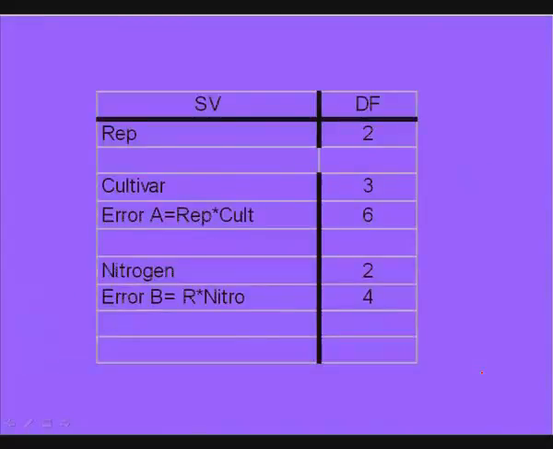So if you put those 2 tables together, then you have this much of the experiment worked out. You've got reps with 2 degrees of freedom. It's the same for both cultivar and nitrogen. Then the cultivar by nitrogen part shows up here, and the nitrogen part up here, down here.